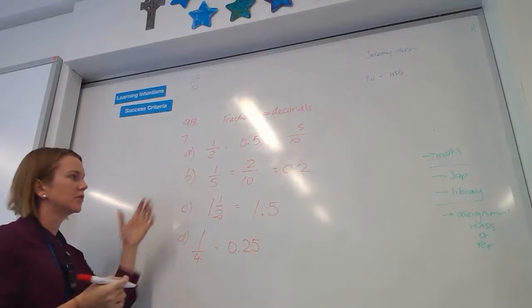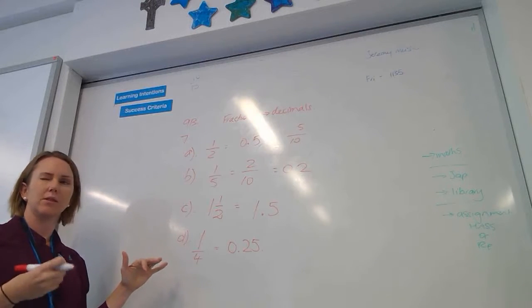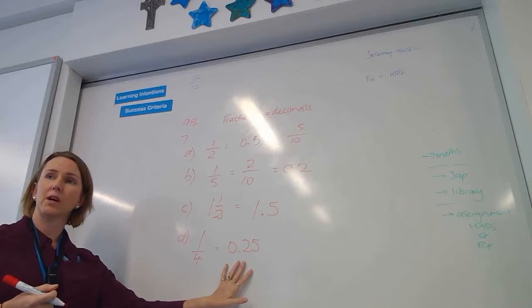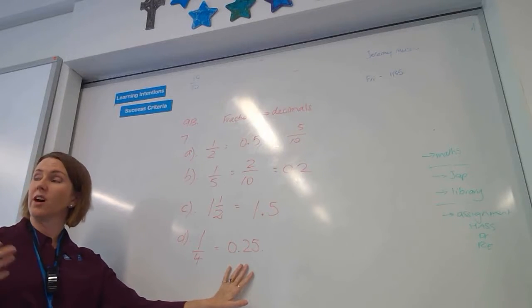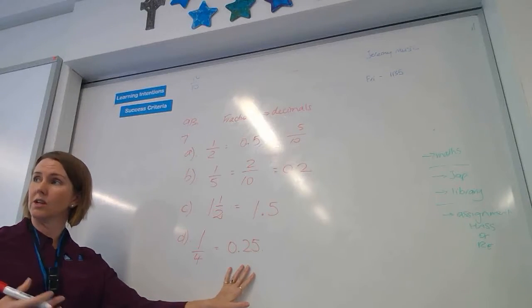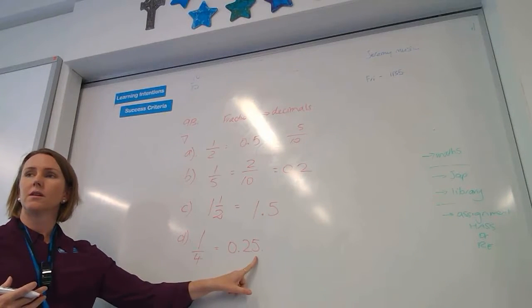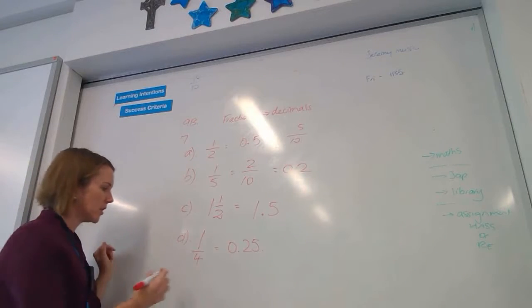These are the common ones you should try to recognise without having to think too hard about it. So 0.25 is a quarter, or 25 out of 100 is a quarter, that's why it's 0.25. So 2 tenths and 5 hundredths.